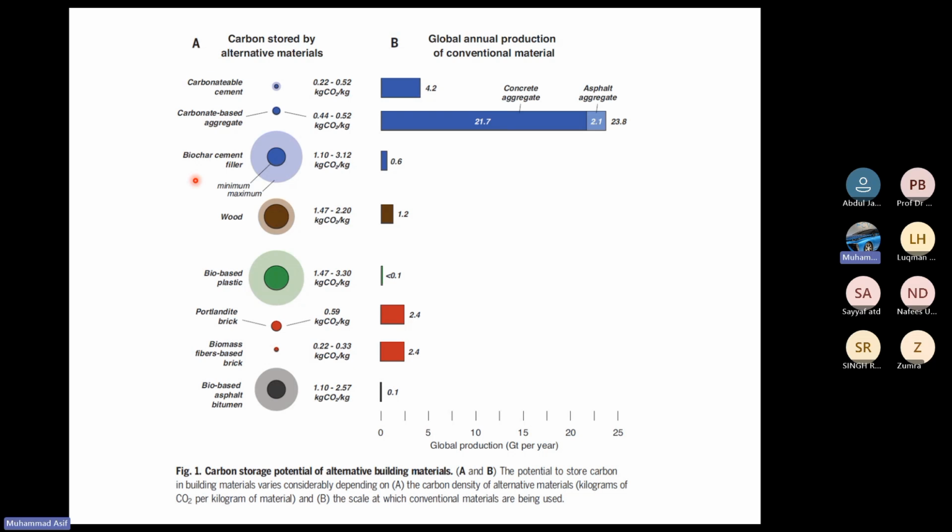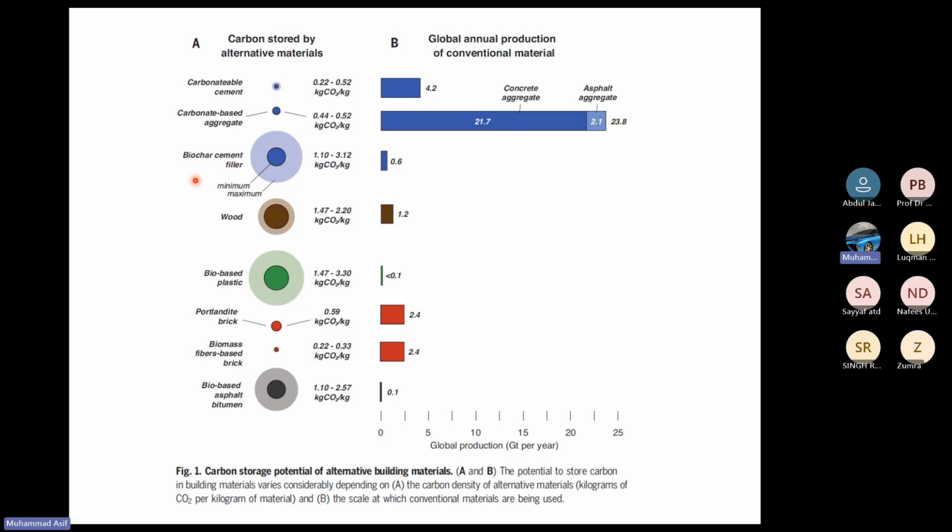Then we have wood. So wood-based materials we can also use. We can also use bio-based plastics that are already in use, like rubbers from plant waste. And this can be used in building materials as a coating, sometimes as a filler, sometimes as a binder. So this can also capture carbon dioxide.